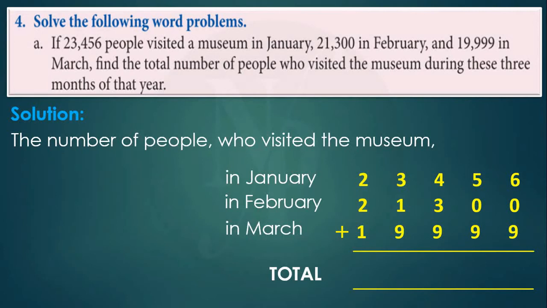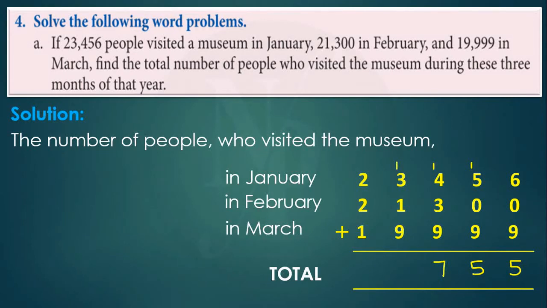Starting from ones place, 6 plus 0 is 6, 6 plus 9 is 15. We will write 5 here and 1 is carried forward. 1 plus 5 is 6, 6 plus 9 is 15 again. Write 5 here, 1 is carried forward. 1 plus 4 is 5, 5 plus 3 is 8. And 8 plus 9 is 17. Write 7 here and 1 is carried forward.